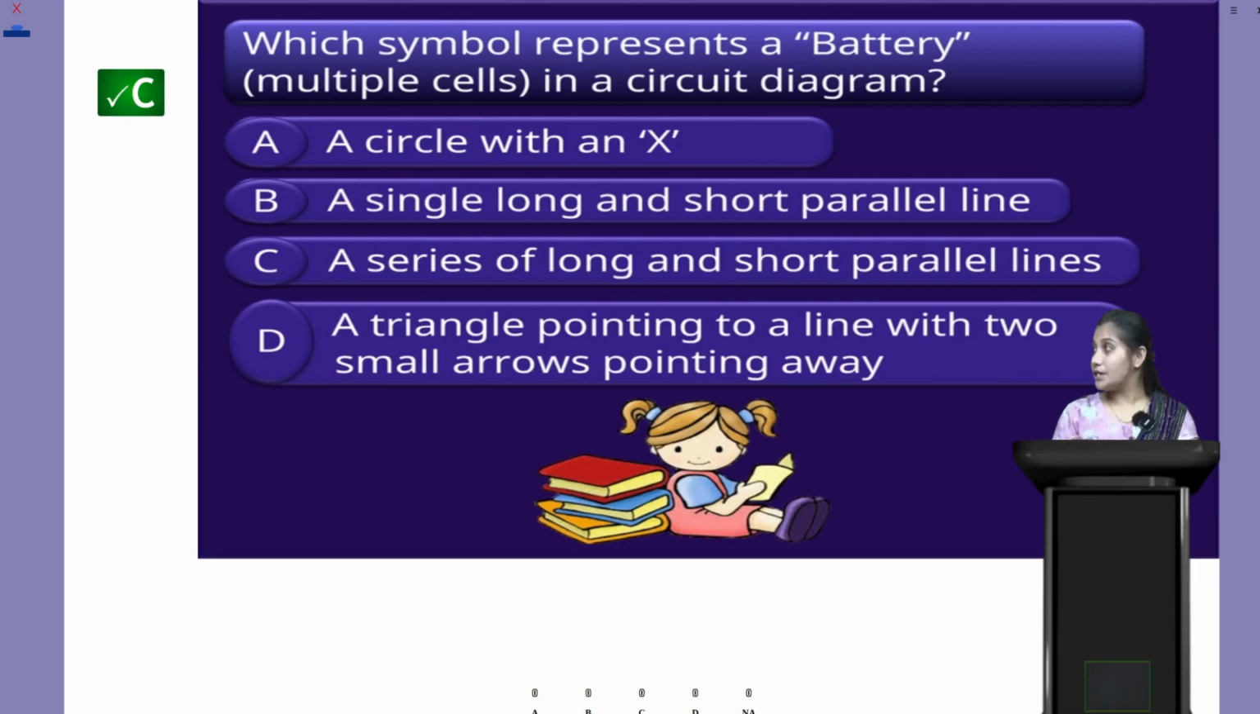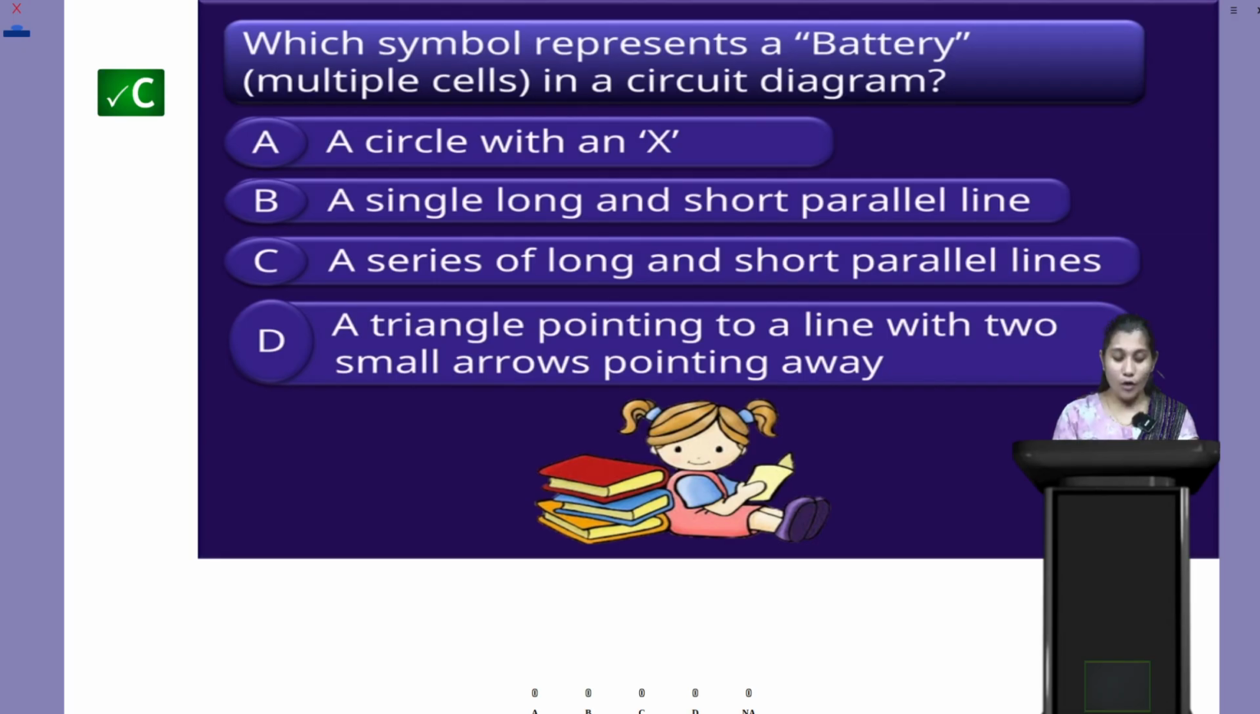So let me discuss this question with you. The question is, which symbol represents a battery, multiple cells, in a circuit diagram? Battery means what? Multiple cells, means two or more cells. So the first one, the circle with an X. Do we represent a battery like this? No. So this one is the wrong option.